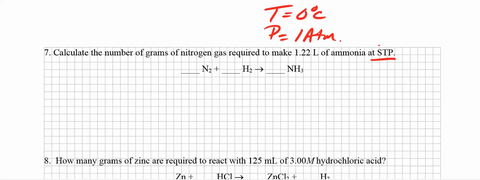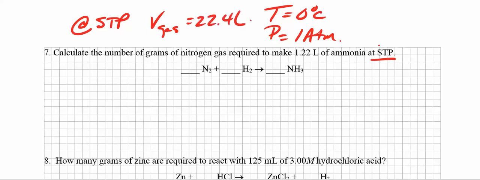So when the temperature is 0 degrees Celsius and the pressure is 1 atmosphere, something very, very peculiar happens to the volume of a gas. At STP, at standard temperature and pressure, the volume of any gas is this number. It's 22.4 liters. Now we're going to need to remember that number because it's going to help us through these problem sets. So let's take a look at this problem entirely now.